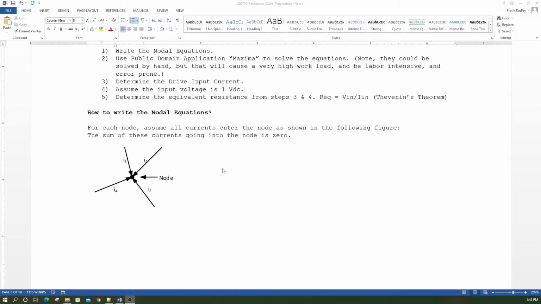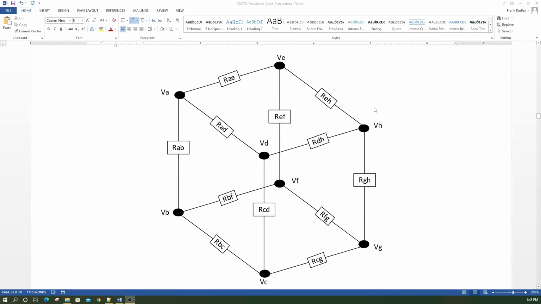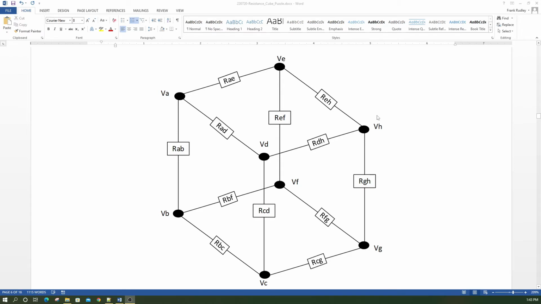So now it's time to get into the meat of this. Here's the way to solve the resistance cube puzzle. I call it a puzzle because I don't believe anybody would build anything like this. But you never know. You might have some kind of network where there's an issue and you would have to analyze something like this. In my lifetime, I've had some pretty complicated circuits and problems to solve. Using this method, I was able to save my company millions and millions of dollars.